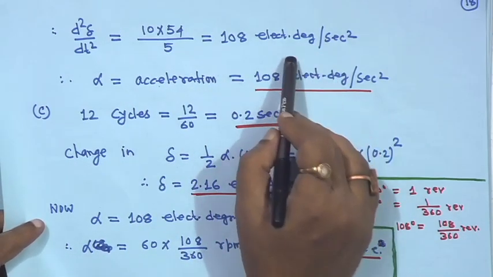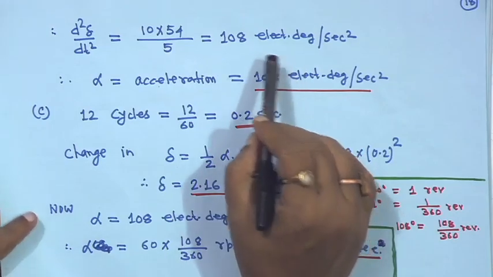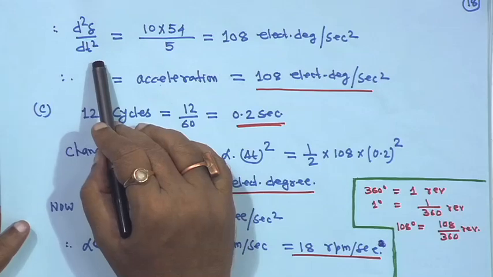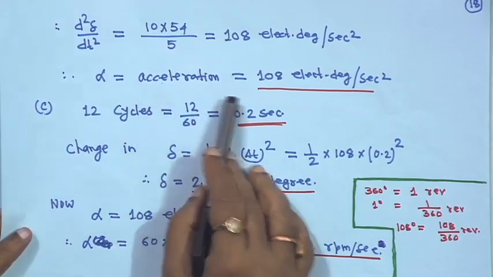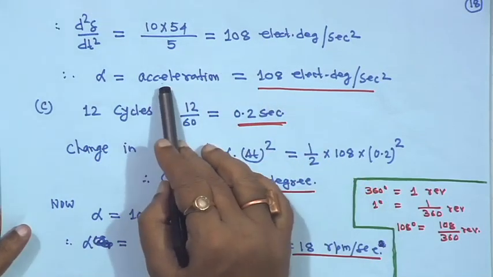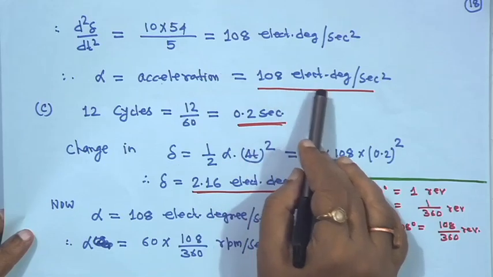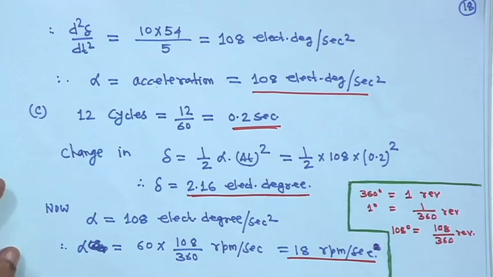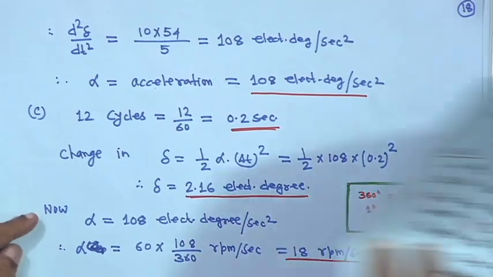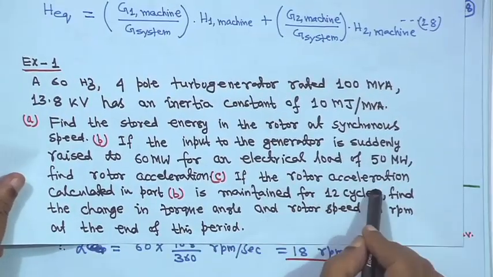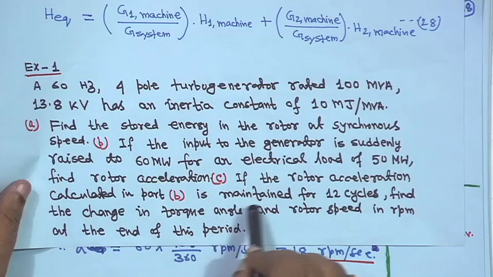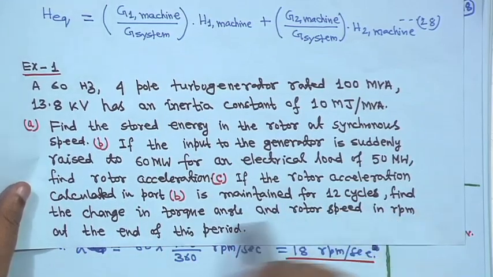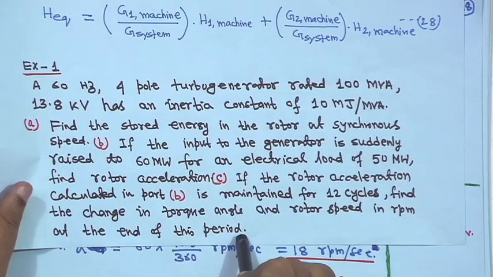This is the acceleration. So, 108 electrical degree per second square, because d square delta by dt square is the acceleration. So, alpha, we define the acceleration, is equal to 108 electrical degree per second square. Now, in part C it is mentioned that if the rotor acceleration calculated in part B is maintained for 12 cycles, find the change in torque angle and the rotor speed in RPM at the end of this period.